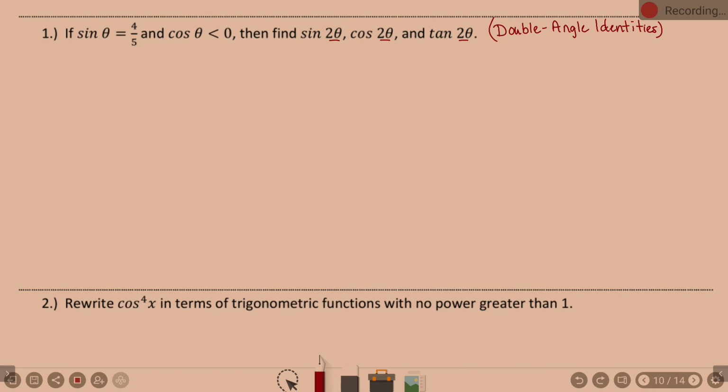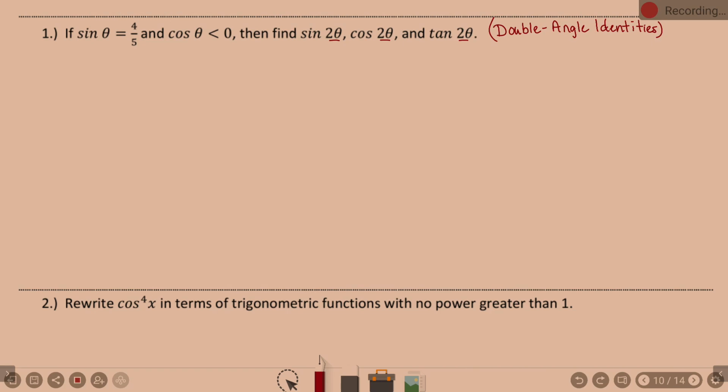How can I find cosine? So before we start using our identities, this is a go back to chapter 4 type problem. This is before we did the theorems. What do we know about sine?